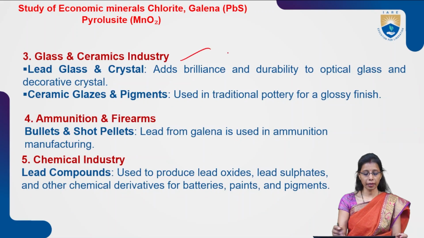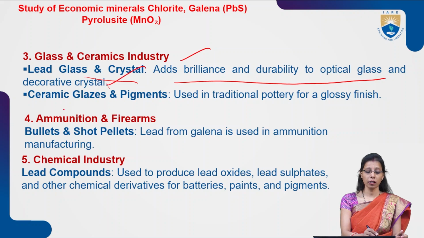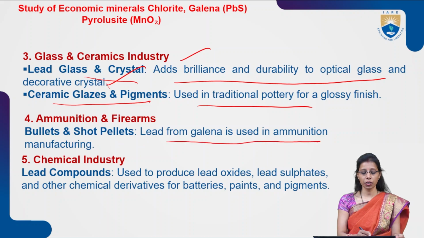In the glass and ceramic industry, lead glass and crystals add brilliance and durability to optical glass and decorative crystal, and ceramic glazes and pigments are used in traditional pottery for a glossy finish. Ammunition and firearms: bullets and shot pellets. Lead from galena is used in ammunition manufacturing. Chemical industry: lead compounds are used to produce lead oxide, lead sulfides and other chemical derivatives for batteries, paints and pigments.